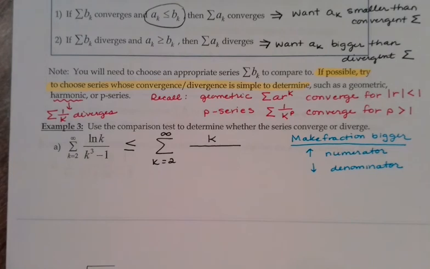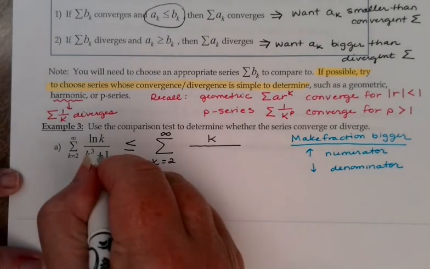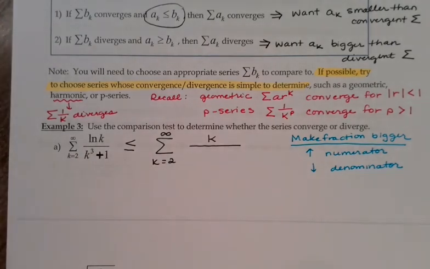Oh shoot, I picked a bad example. Do me a favor, change this one. Would you please make that a k cubed plus 1? The limit comparison test will help us deal with when it's a minus 1, but for right now I want to use this one.